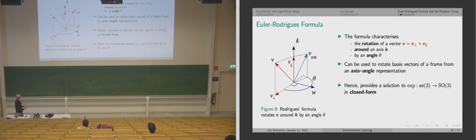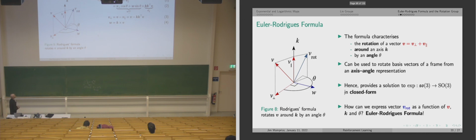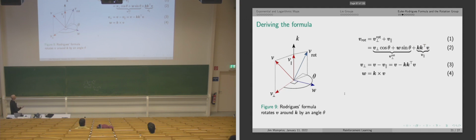So the key idea is, how can we express the vector v rot, so v rotation, the blue one, as a function of the red one, k, and the angle theta. And that will be the Euler-Rodrigues formula. Okay, so basic derivation of the formula. We first express that V can be decomposed as the parallel part with respect to K and the orthogonal part with respect to K.